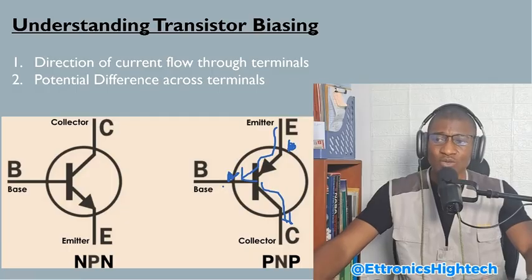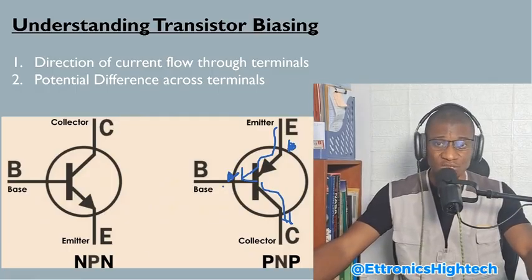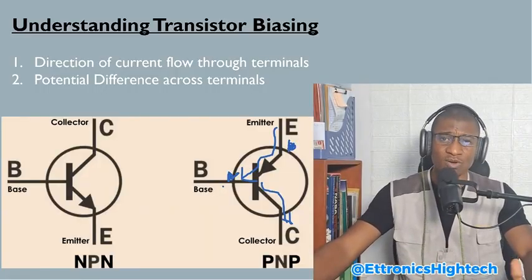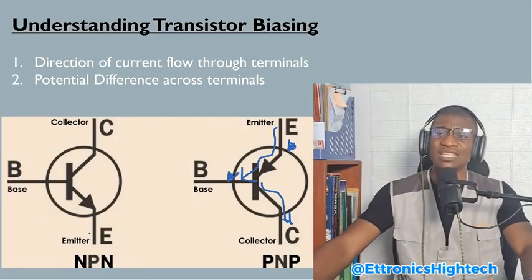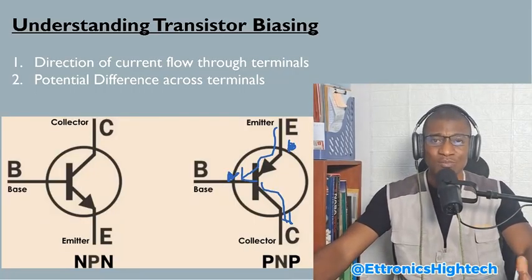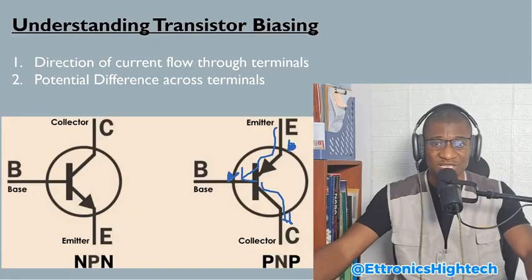That way, you will be able to bias that transistor to saturation, maybe to use it as a switch, maybe for automation or for any other electronic circuit design project. So that is basically how to bias a PNP transistor to use it for your electronic circuit design.